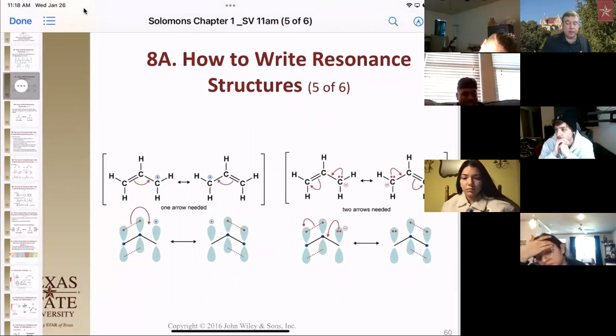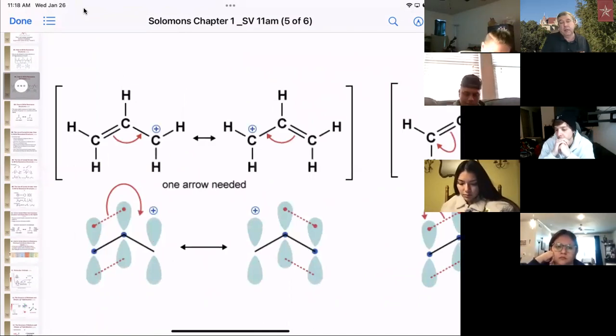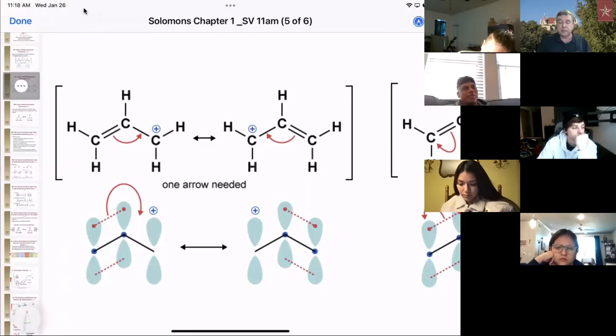So in an example here, we showed that we have that positive charge moving from the first carbon to the third carbon over, and it can move back and forth because it only moved the electrons in this double bond right here.